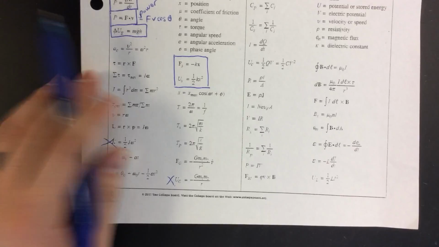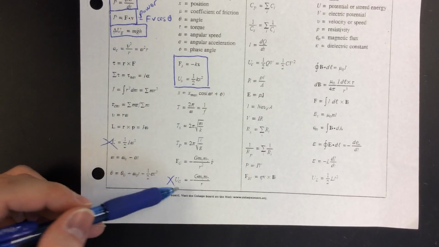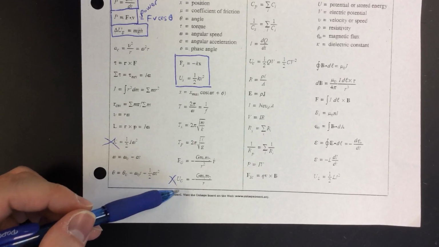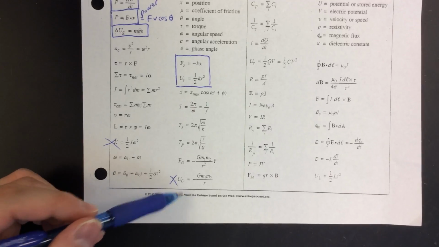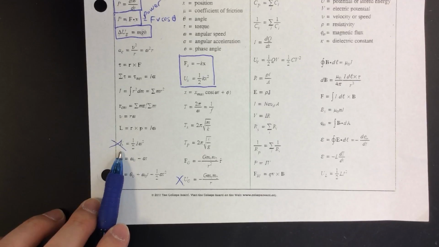So on this equation sheet, there's the UG here and a UG here. Don't use this one. I'm not saying don't use this one ever. I just mean for this test, it's not relevant for this test. Don't use this one for this test. Same thing with kinetic energy. Don't use this K for this test either.